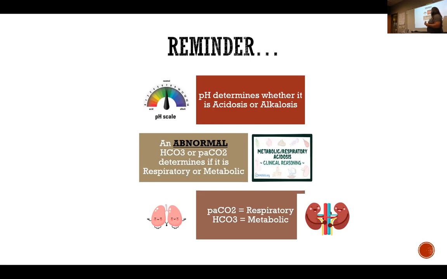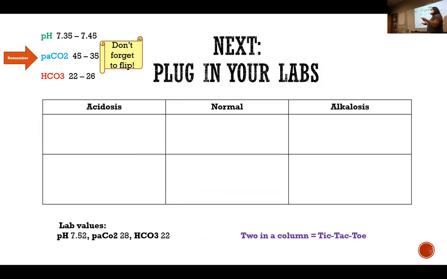And then whichever one's abnormal will tell you whether it's respiratory or metabolic. If the CO2 number is messed up, it's a respiratory issue. If the bicarb is messed up, it's a metabolic issue. So what's the lab? Bicarb, HCO3. HCO3 is the chemical formula for bicarb. Yeah. Yep. That's what you'll see in the lab values. Good question. Okay, so now we're going to do an example of how to do this.